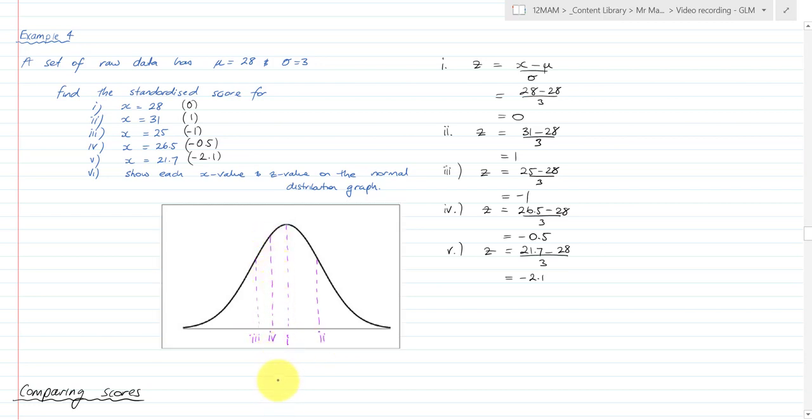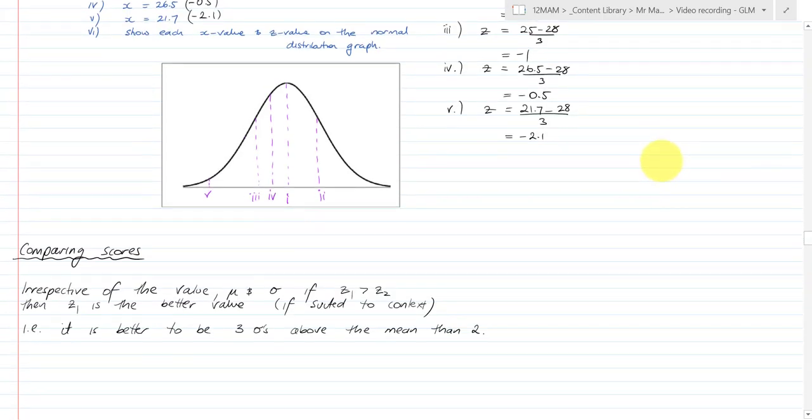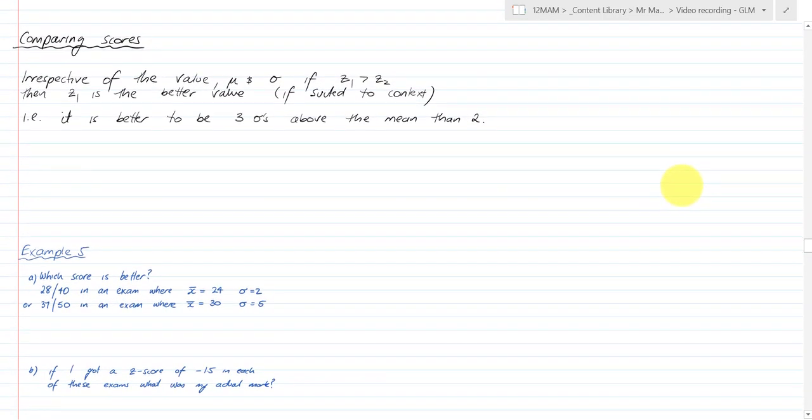And the answer to 5 is -2.1, so it's down here somewhere. So there's our 5 answers plotted onto our normal distribution. Now, we can use z-scores to do comparisons, and this is where it really comes into its own. Irrespective of the values of mu or sigma, if one z-score is greater than the other, then that implies that the first z-score is a situation that has done better. It's more standard deviations above the mean.